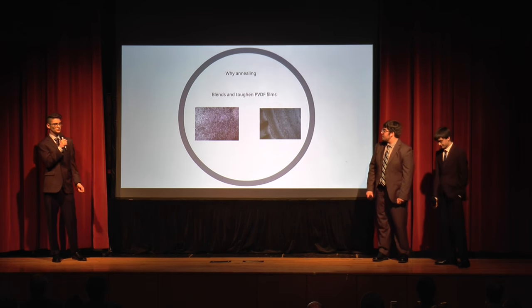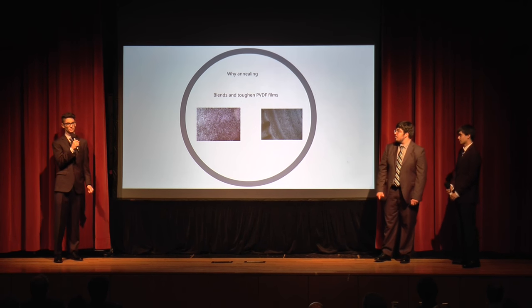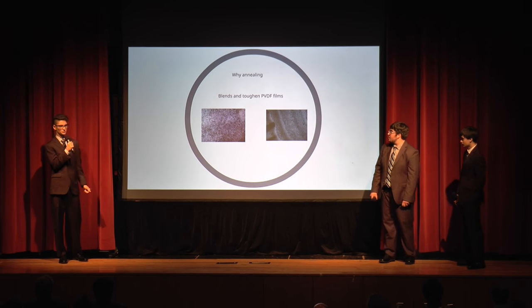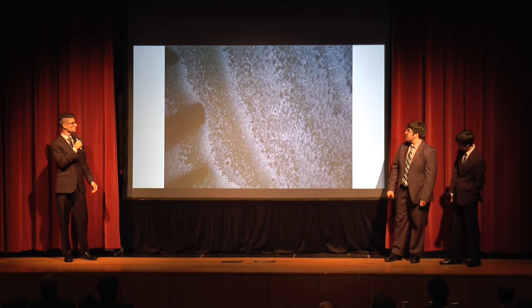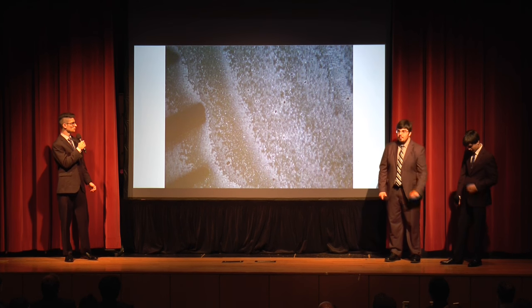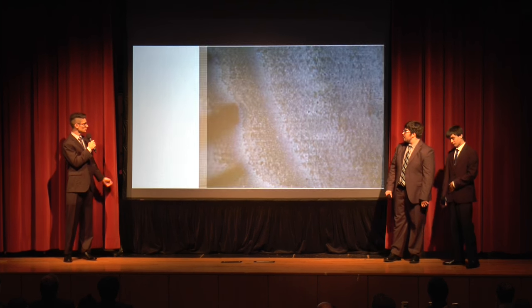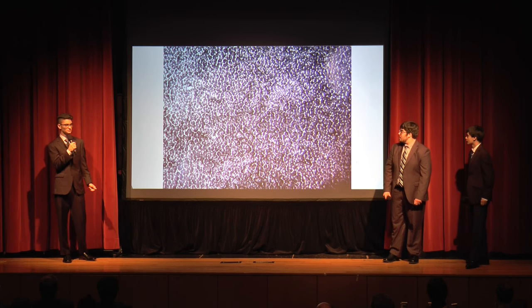So we chose to anneal because after reading through several research papers, we saw that the best way to improve our thin film quality was through annealing. So as you can see on this picture, this is before we annealed, and you see all those ripples, and it doesn't look very similar throughout the entire thin film. But after we annealed here, you can see it looks almost identical throughout the whole film.